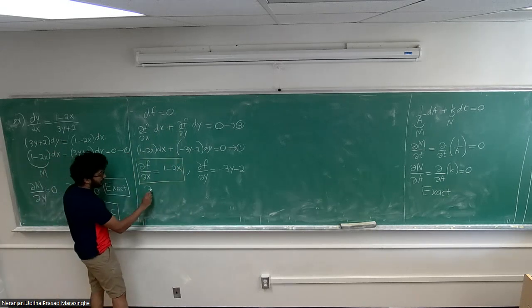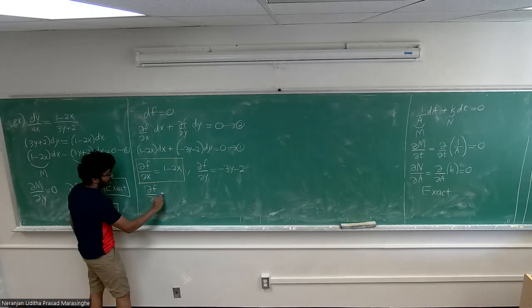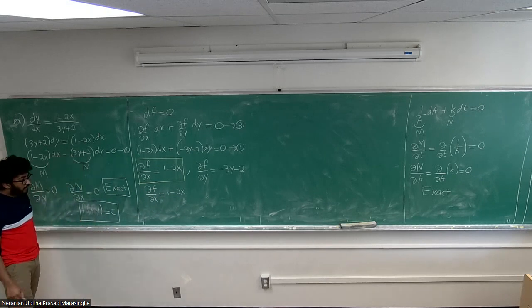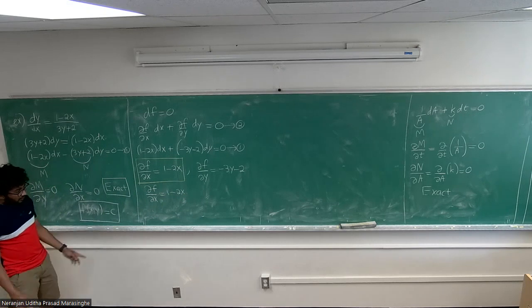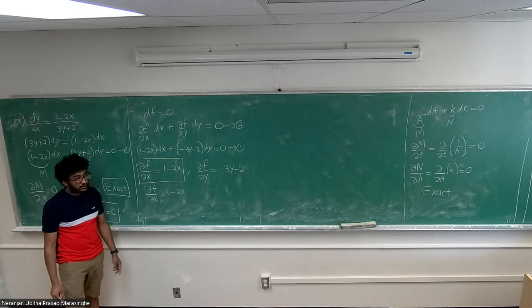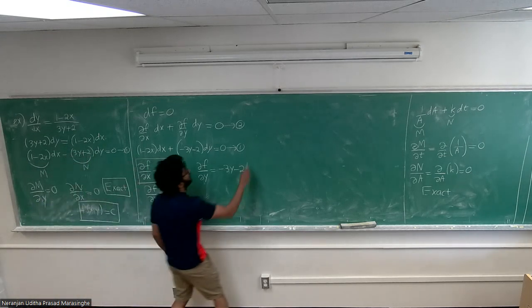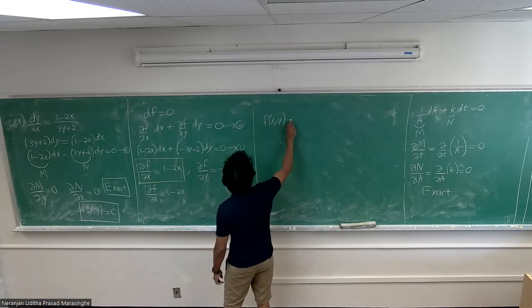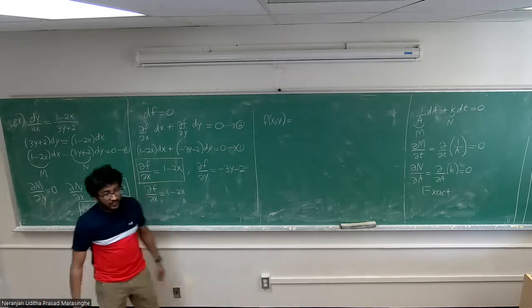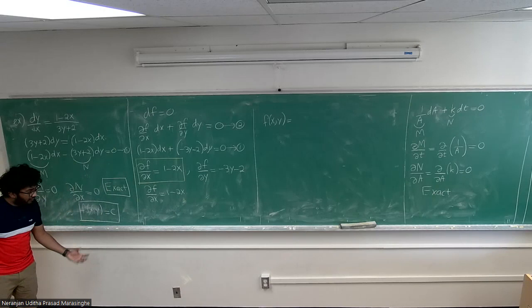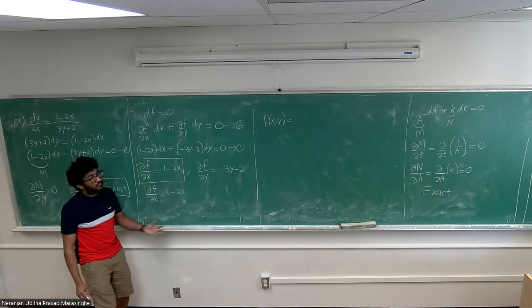Right, so let's consider ∂f/∂x equals 1 minus 2x. I know that the partial derivative of f with respect to x is going to be 1 minus 2x. So what can you say about f? If you take the derivative of f, you get this one. So what can you say about f?